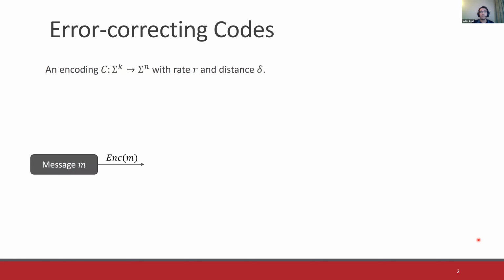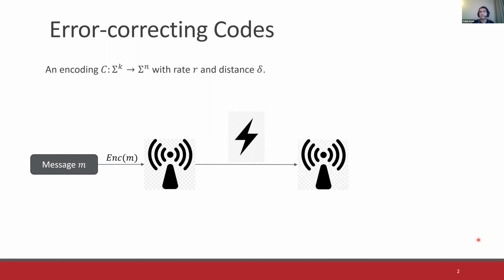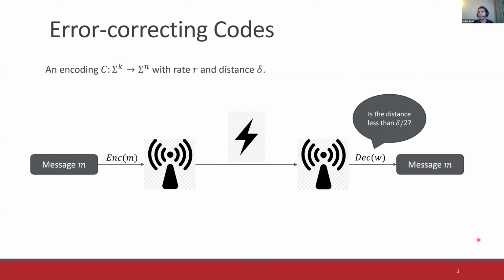And why is that helpful? Suppose you have a message that you want to send to your friend. You encode it using this code, you create a code word, then you transmit this code word through some channel to your friend. And in the middle of transmission, some noise happens, and your friend receives a noisy word. Now, they want to decode that noisy word, and if the distance of that word from the original code word is less than delta over 2, then they can decode the message M from that noisy word.